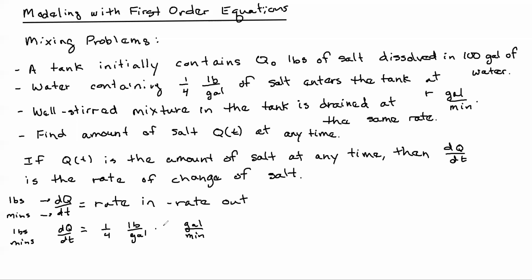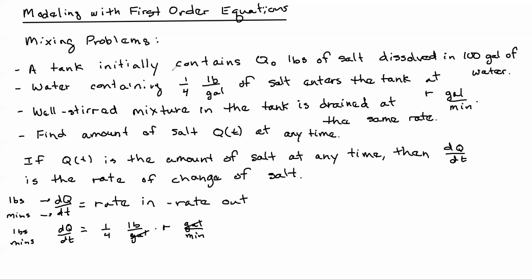So if you put R in here, then the combination of this will end up producing pounds over minutes, which is what we need to have for our rate of change. And if we multiply these two, we'd get R over 4 pounds of salt entering the tank per minute, right? Does that make sense?